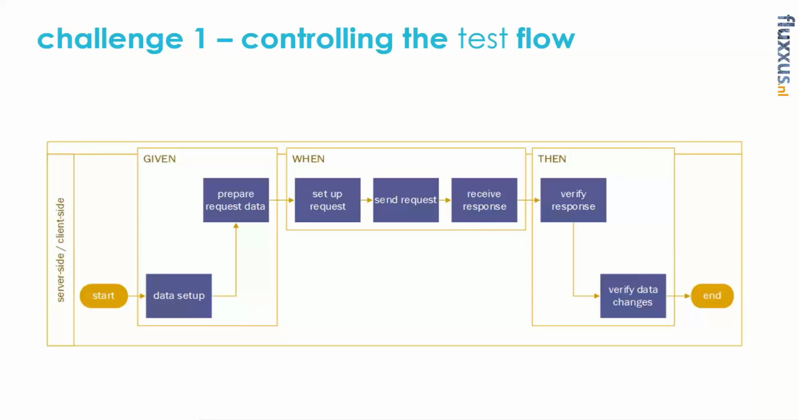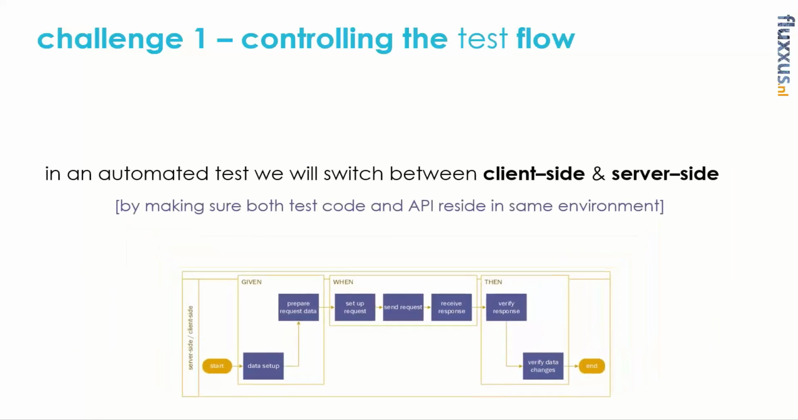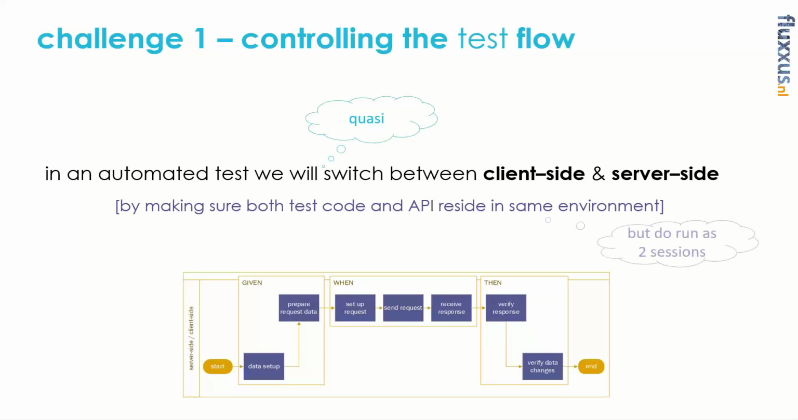Actually, this is not really server side. This is one Business Central process. As we're in the same database, I can add a record from that process. As we're in the same database, I can verify the changes made due to this REST call. So in the automated test, as I said, we will quasi switch between client and server side.